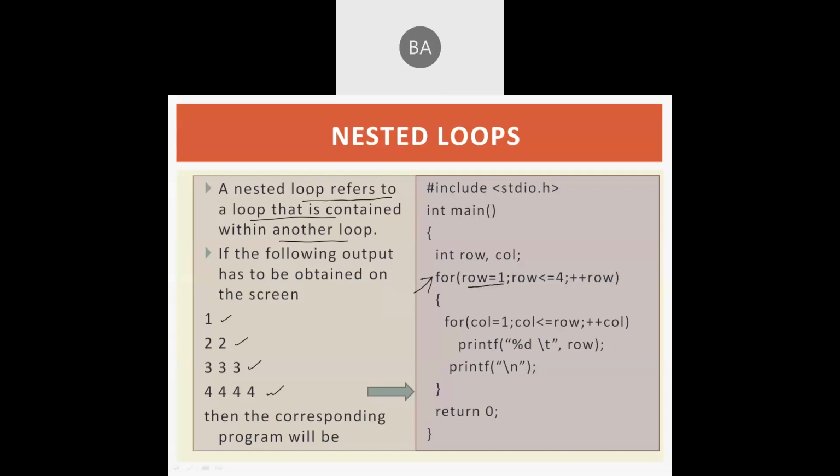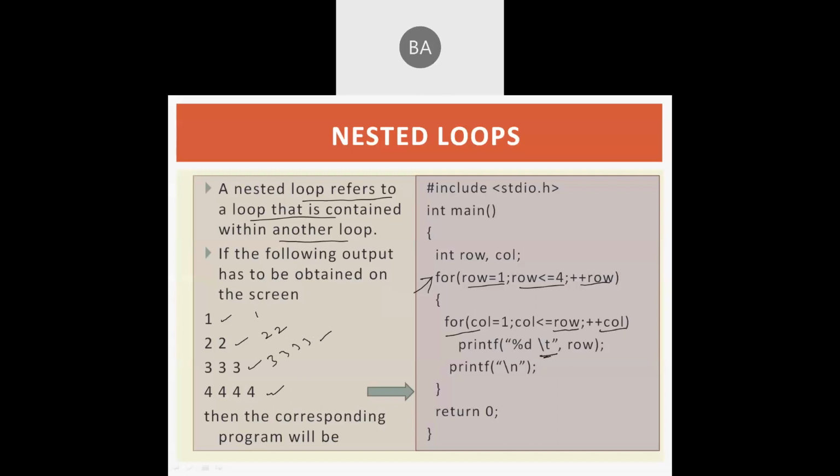So for row equal to 1, row less than or equal to 4, and row plus plus. Then how many columns in every row? In the first row, you are printing one column value. In the second row, you are printing two column values. In the third row, you are printing three column values. So that means it is based on the row number. Now we are taking one more for loop within this for loop: for column equal to 1, column less than or equal to row, and column plus plus.